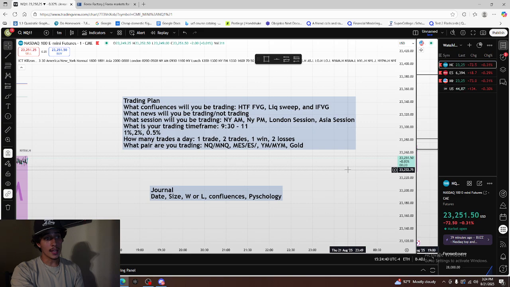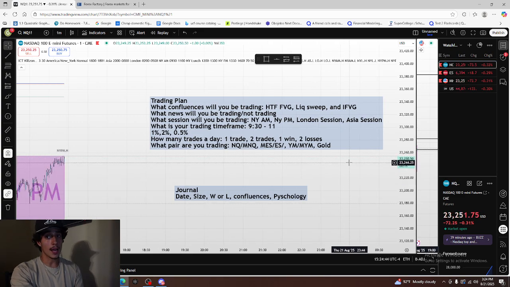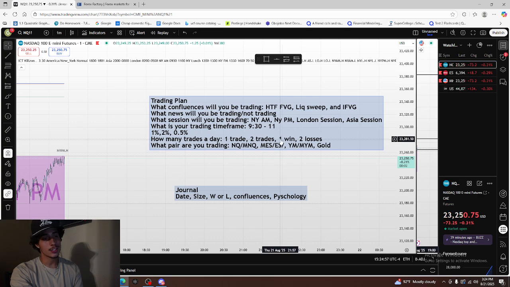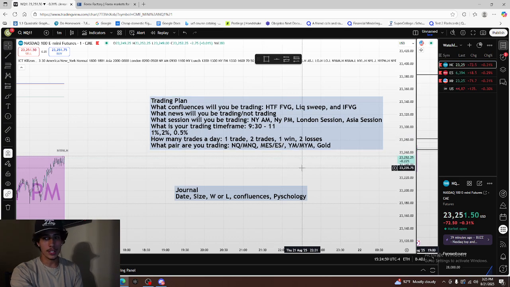Personally, I don't need as many confluences because I have a problem with not entering. If I throw on too many confluences, then I'll overthink everything. Trading is very personal. It's not one size fits all. Just because I do fair value gap, liquidity sweep, inverse, and just because Gabe does more confirmation trades, does not mean you need to trade like that.